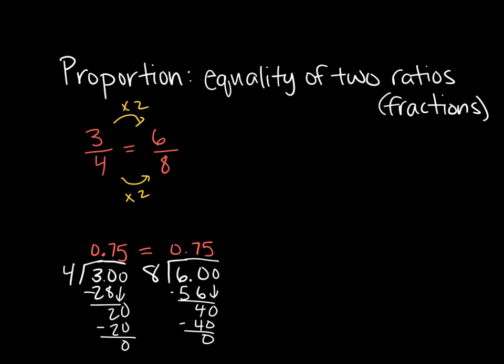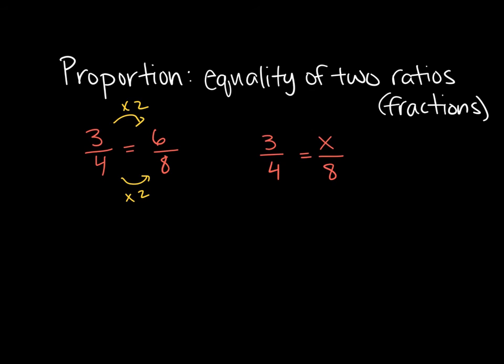Now we're going to look at how we can use proportions to find missing values. Let's say we have 3 out of 4 equals some number out of 8. We already know that this number, x, has to be 6 because 3/4 is equivalent to 6/8. Here, though, is how we can show this. Look at the denominators, the two numbers that you're already given. 4 times what is 8? Well, we've already shown that 4 times 2 is 8.